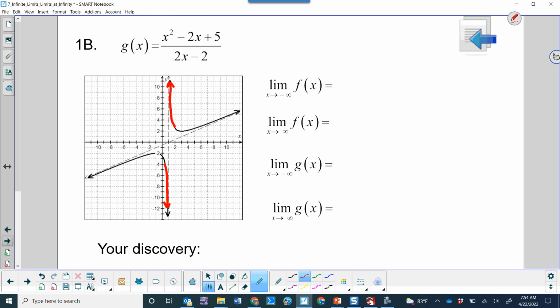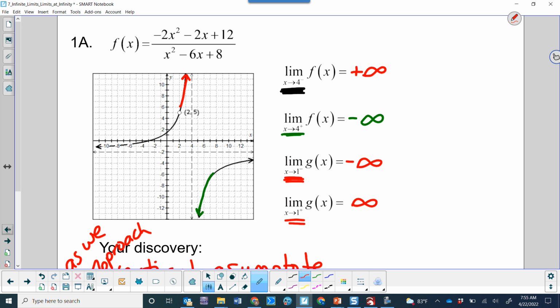All right, so now this one is asking me to go back and look at f and g also, but this time my limits are what is happening as x goes to minus infinity or as x goes to plus infinity. So let's go back to f. Now we're talking about what the graph is doing as we go to the right or to the left, and when we say the right or left, we mean way to the right. What is the graph doing as I go to positive infinity? Well, it is approaching negative 2. So the limit as x goes to positive infinity is negative 2.